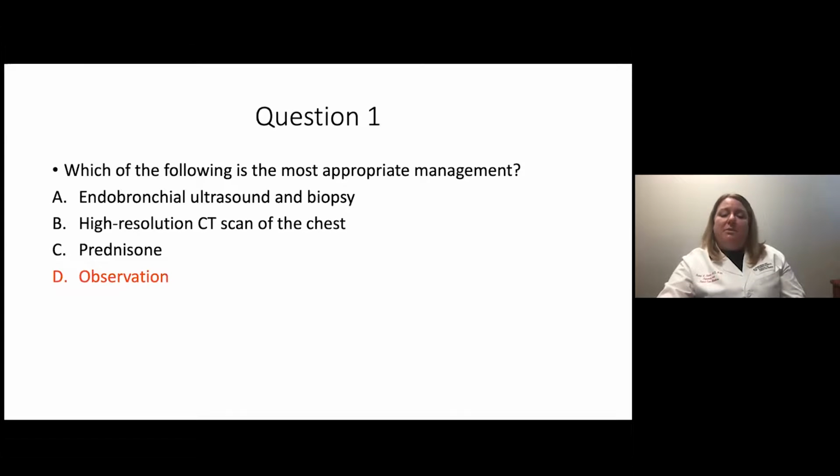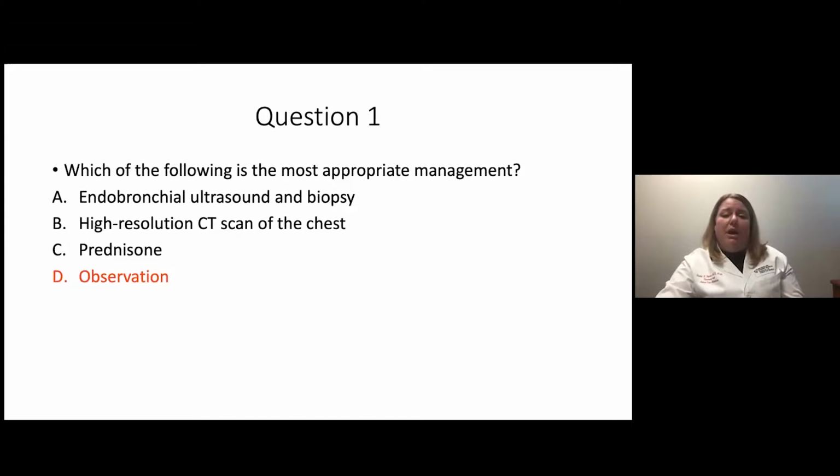So in this case, we would recommend observation. If you think back to that CT scan, what you have is classic stage 1 sarcoid. There's symmetric bilateral hilar lymphadenopathy. She's asymptomatic, and so we would not recommend treating her. Endobronchial ultrasound and biopsy would provide you with the highest yield for diagnosis, but it is unlikely that she would need to move to that.